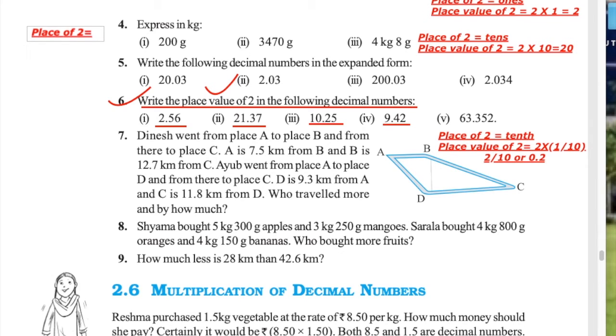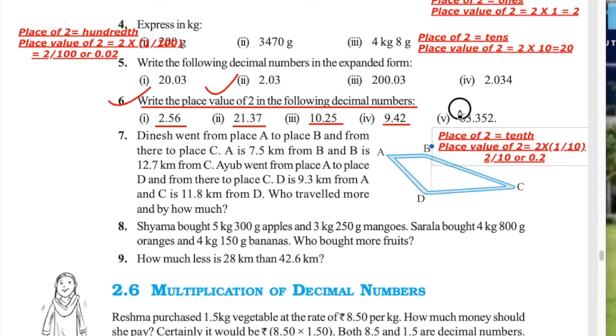Here the place of 2 is hundredth, and you need to write the place value of 2. So what will you write? Place value of 2 is equal to face value multiplied by 1 by 100, because it is at the 100th place. So if you multiply 2 by 1 by 100, the place value of 2 will be 2 by 100 or 0.02. This will be your answer for the fourth part.